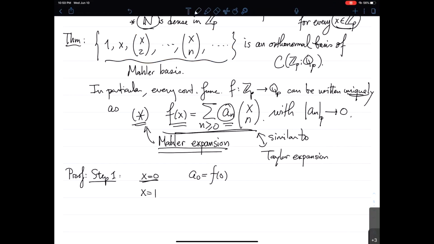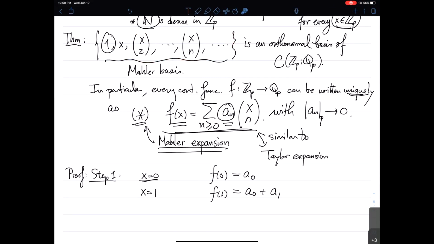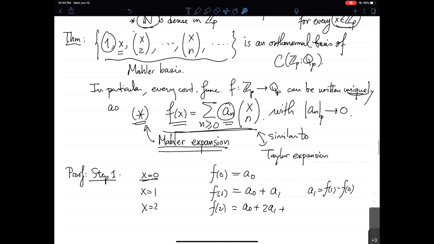And I can do the next thing, x equals 1. On the left hand side, I get f(1). On the right hand side, I get a_0 times 1, plus a_1, and then starting from the next term, these will be 0. So I just have 2 terms. Therefore, a_1 is f(1) minus f(0). Can do the next one. With x equals 2, this will give me a_0 plus a_1 times x, plus a_2 from x choose 2, and the rest will be 0. So I can solve everything. Let me just tell you the answer.